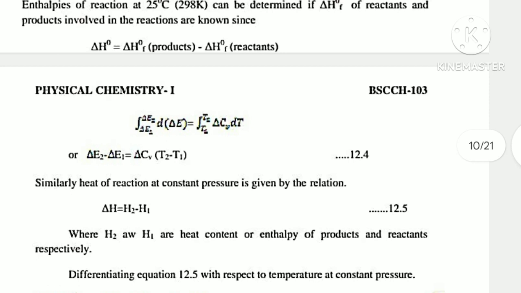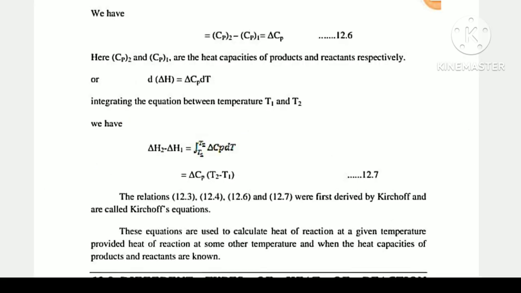where H2 and H1 are the heat content or enthalpy of products and reactants respectively. Differentiating equation 12.5 with respect to temperature at constant pressure, here Cp2 and Cp1 are the heat capacity of products and reactants respectively, or d(ΔH) = ΔCp dT.